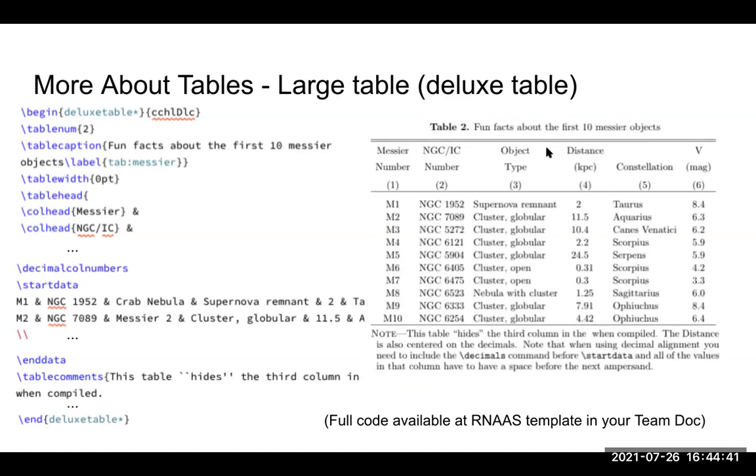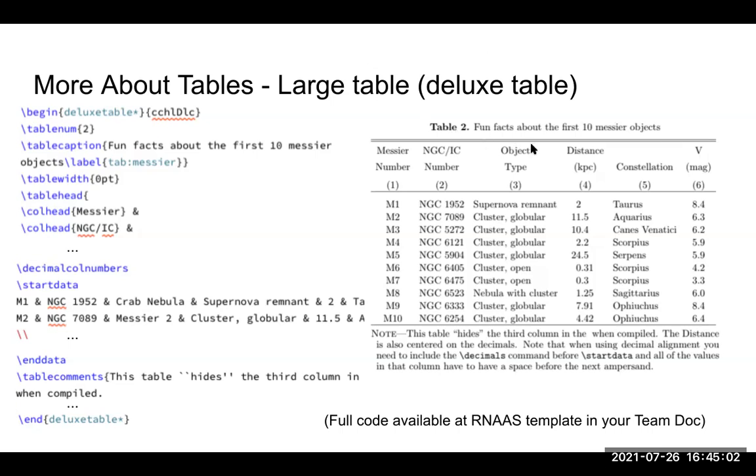Oh, sorry, let me check it. You mean the distance of D? No, right there, you have object, distance, and then a blank space and V. Yeah, you just add the empty column head. You can add it as an empty.